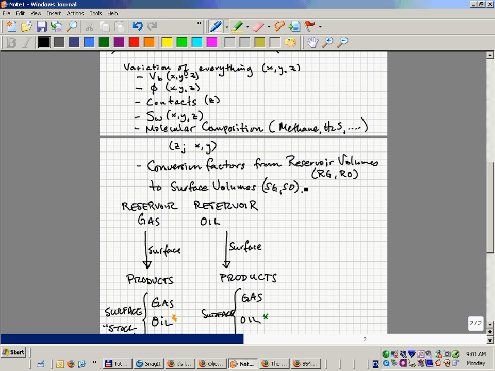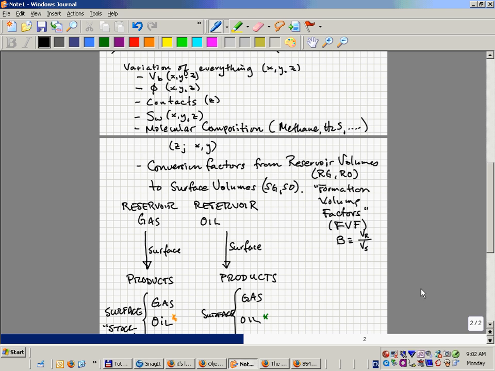Okay, we need some factors. And these conversion factors are called formation volume factors, FVF. And the engineering term, the only petroleum engineering a geologist knows, is this term. It's called the B, capital B, defined as reservoir volume over a surface volume.